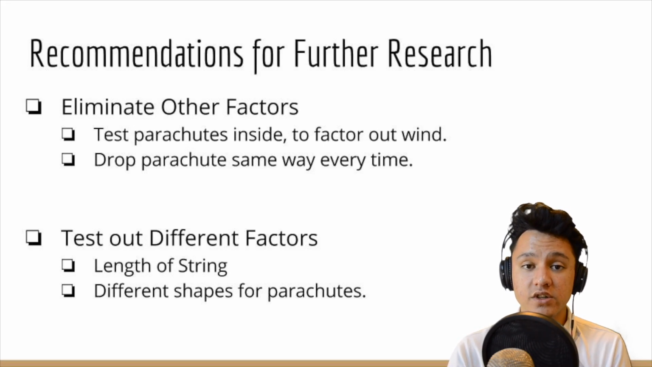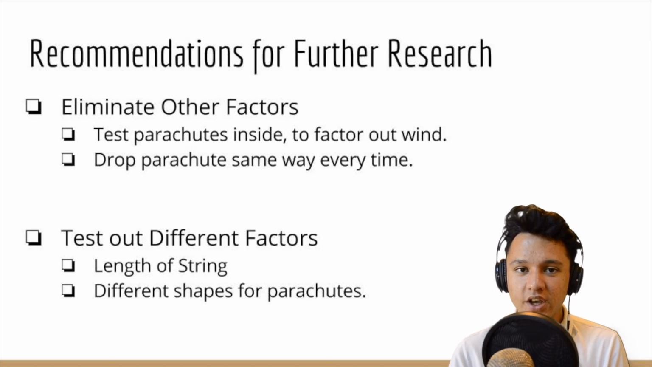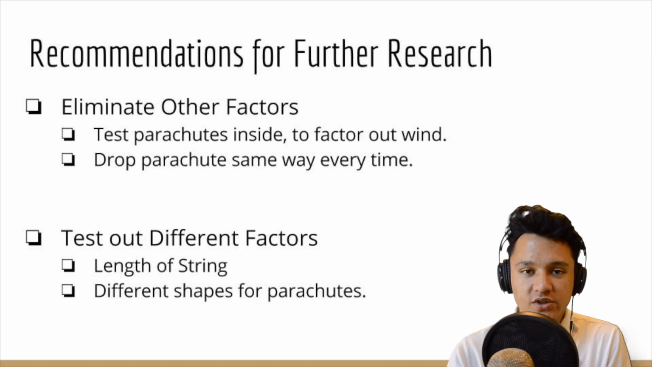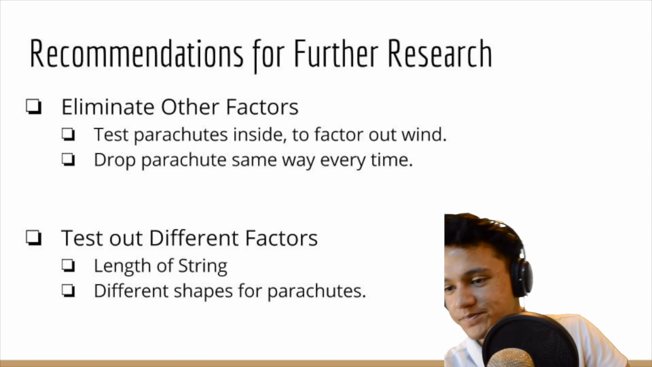And other factors that you could test are the length of the string, so making the strings longer, and different shapes of the parachute. So, more realistically, a banana shaped parachute that actual parachuters use, or maybe even a square parachute. You can even just do shapes: square, triangle, and a circle, and that's basically it.